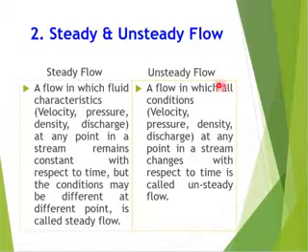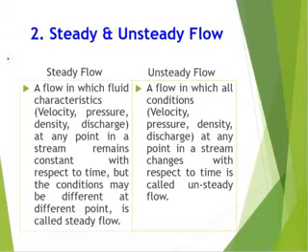The next flow type is steady and unsteady flow. So what is a steady flow? A flow in which fluid characteristics like velocity, pressure, density and discharge, etc. at any point in a stream remain constant with respect to time, but the conditions may be different at different points, is called steady flow. And if these flow conditions like velocity, pressure, density, discharge, etc. at any point in a stream change with respect to time, then it is called unsteady flow.